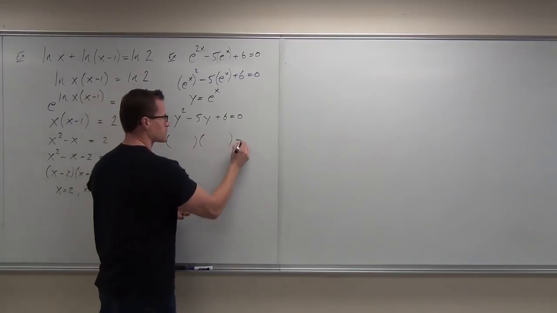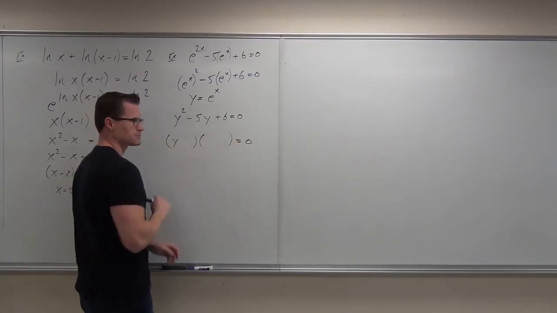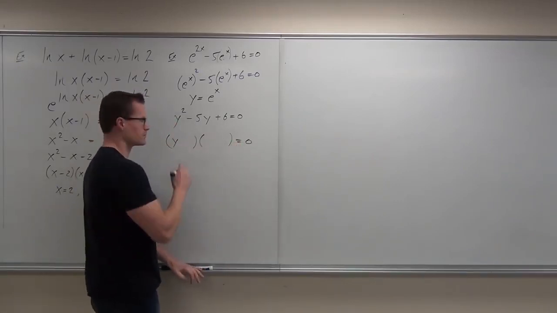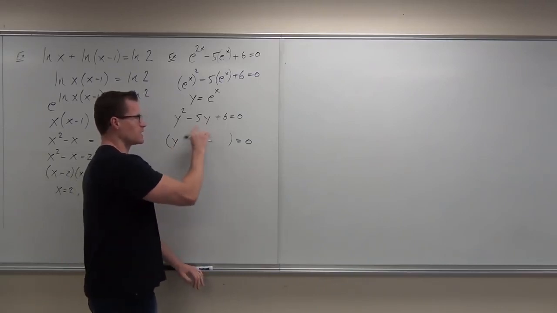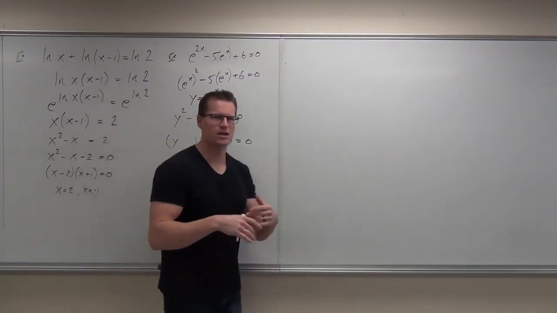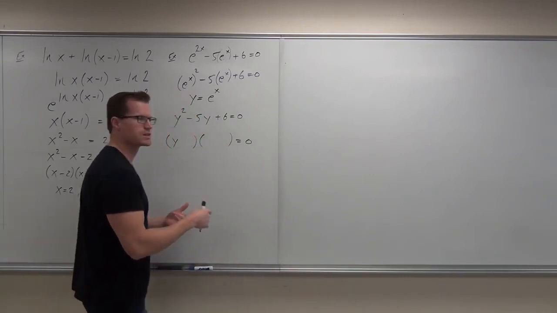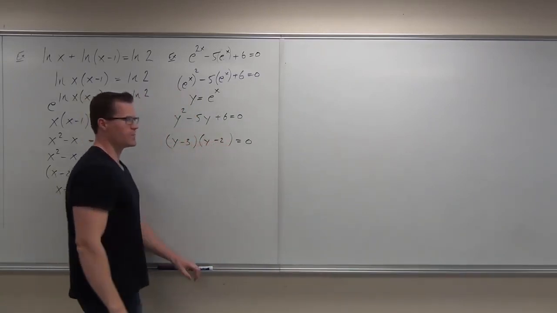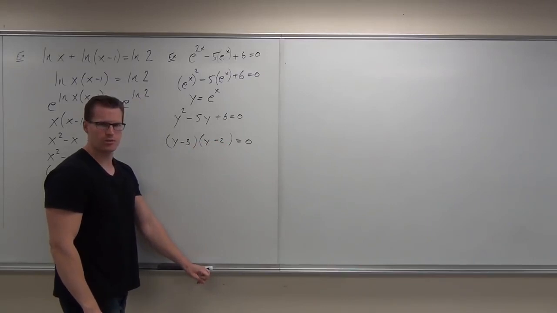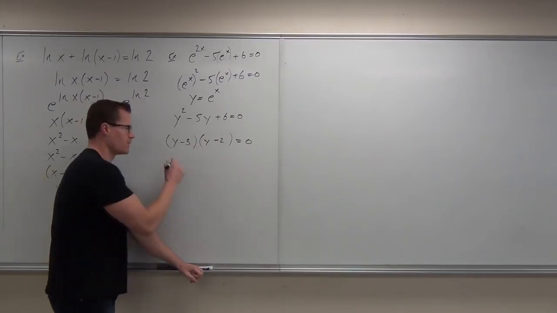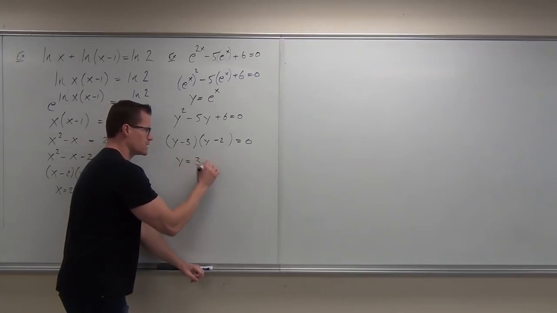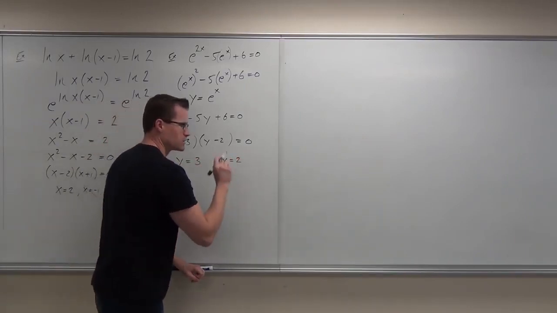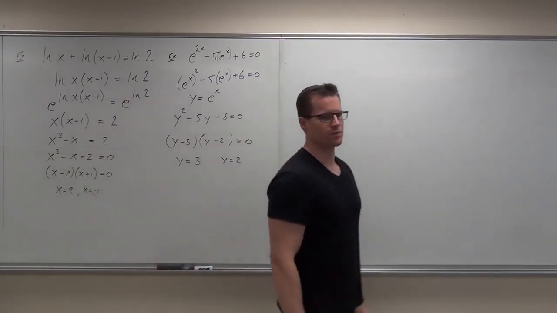Can you guys factor this? Be careful with these ones. A lot of people use 5s and 1s or 6s and 1s. We have to have the correct numbers here. This is -3, -2. So y minus 3, y minus 2. We okay with that one? That means that y equals 3 and y equals 2.